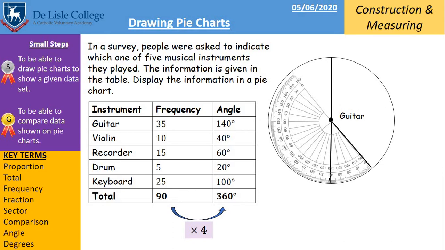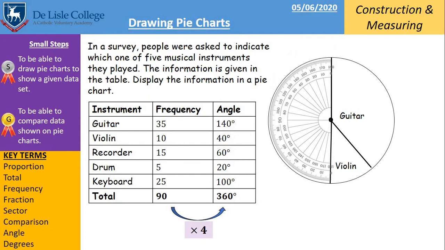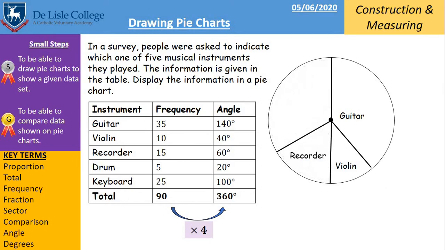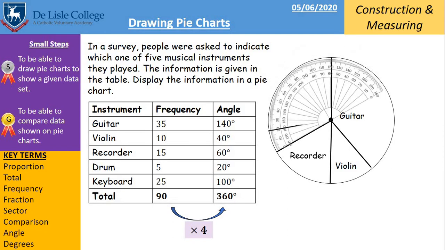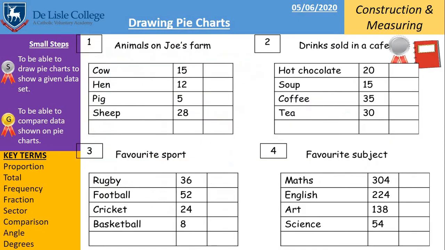Next instrument, recorder. Move your protractor around to where we've just finished. Measure off the 60 degrees, and don't forget every single time to label each section. So that is the recorder, and then you'd follow the same format for drum at 20 degrees, and then I would just double check that the last bit, it should be 100 degrees, but you can double check the protractor that you've made that correct, and that's 100 degrees as a keyboard.